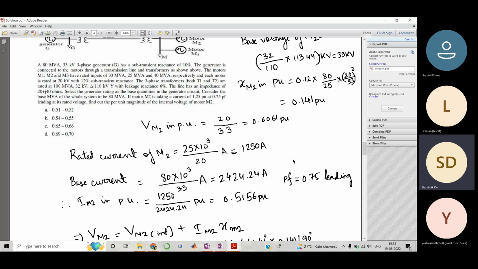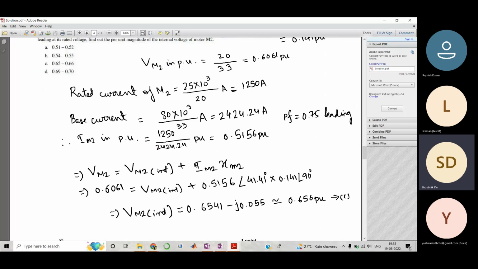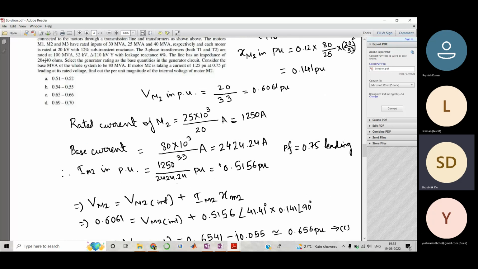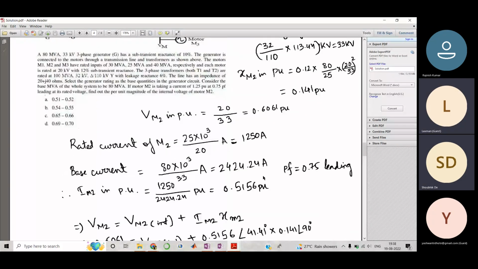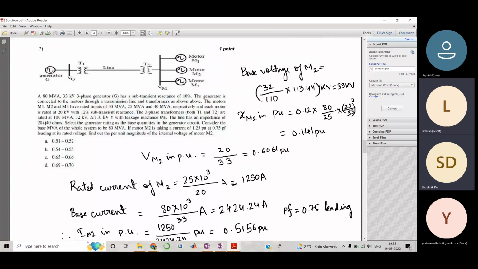Now, see here, I have tried to solve this problem in a different way. We require to know this current, IM2, in per unit. Show me just a minute here. This rated current, do we not need to add the root 3 parameter here, if the rating of the machine is 25 MVA and 20 kV? Yeah, I am coming to that. Okay.